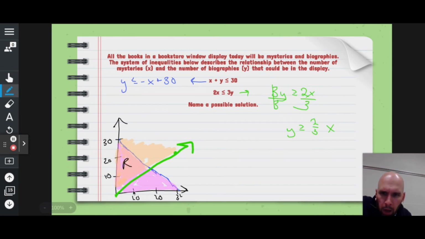So what's a possible solution? How about 10 and 15? What does that mean in this real world problem? 10 mysteries and 15 biographies.